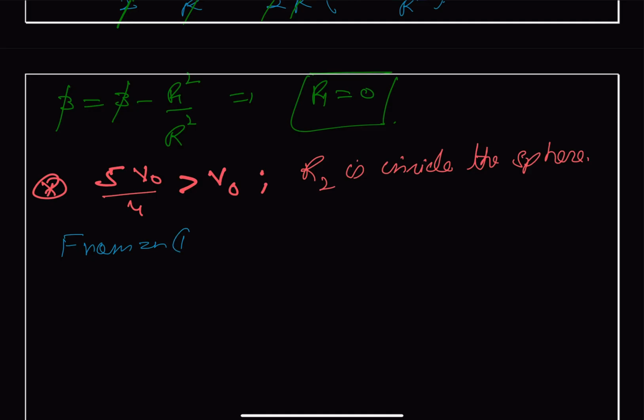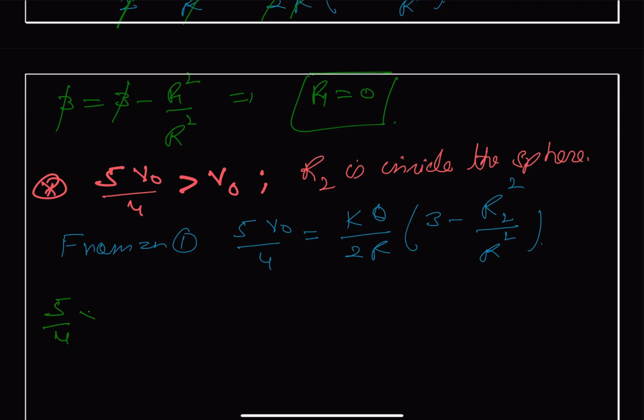From equation 1 we write this as 5 V naught by 4 is equal to KQ by 2R, times 3 minus R2 square upon R square. V naught we already know, we substitute the value, and we get 5 upon 4 KQ upon R is equal to KQ upon 2R times 3 minus R2 square upon R square.